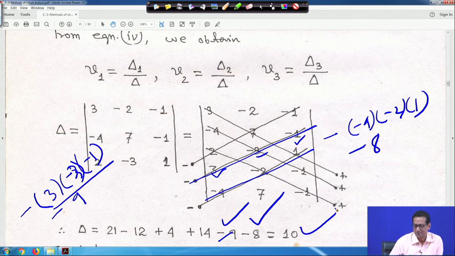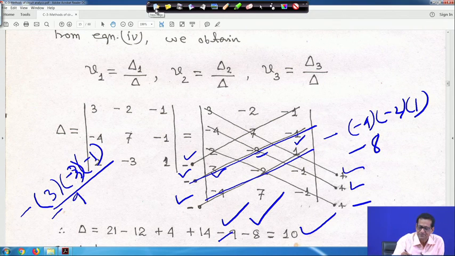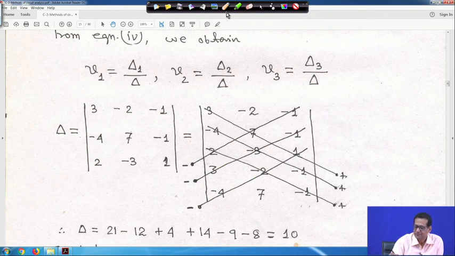So it is very easy to compute: just repeat the rows and take the algebraic sum. The left hand side terms are all minus and the right hand side terms are all plus. It is very easy compared to finding cofactors, but it is only true for a 3 into 3 matrix. So, let me clear it, right.